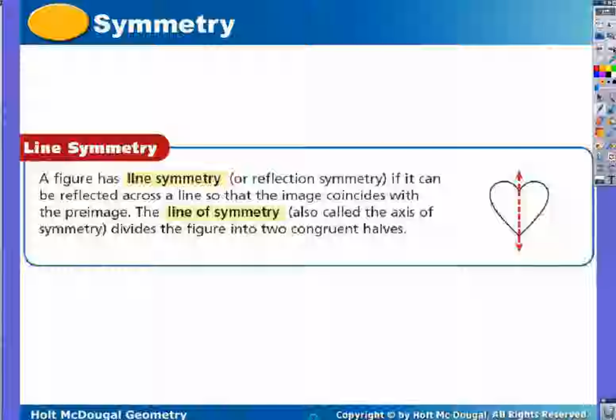That heart has line symmetry, but it has vertical line symmetry. The only way you can cut it in half, where each half is a reflection of the other, is if you slice it down the middle vertically. A heart does not have horizontal symmetry, because if you draw a horizontal line, the top half doesn't look the same as the bottom half. That one only has vertical symmetry, but there are some shapes that have horizontal, vertical, diagonal, multiple lines of symmetry. But this heart only has one.